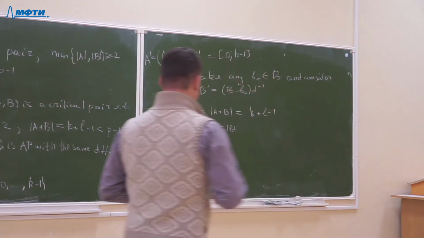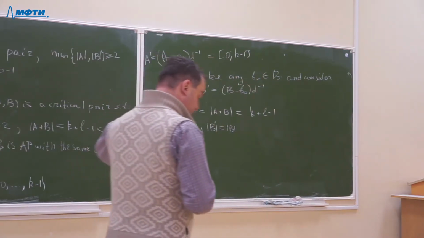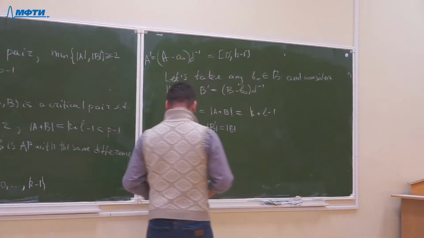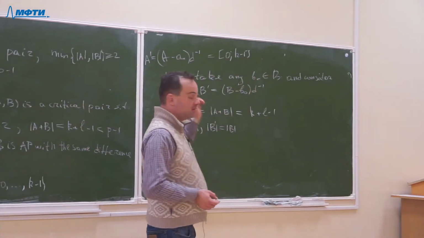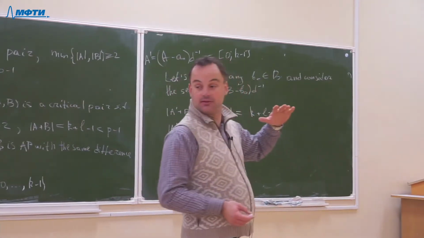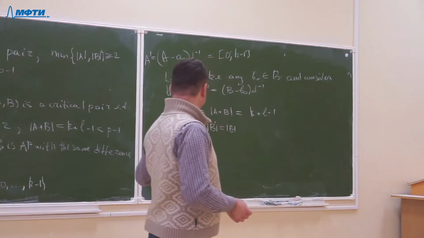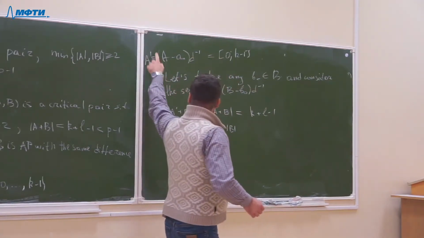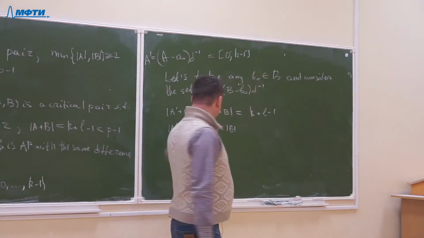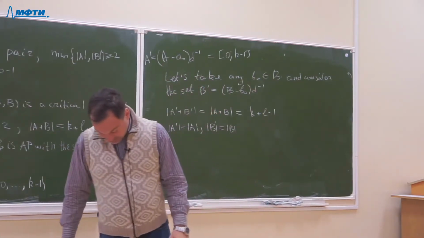So the pair (A prime, B prime) is also critical, right? Well, we have to show that B prime is also an interval. Our aim is to show that from the supposition that A prime is an interval, B prime also must be an interval. Okay, how to do that?